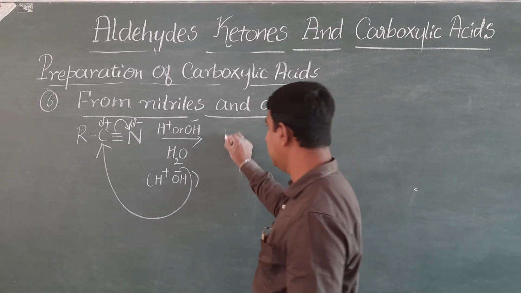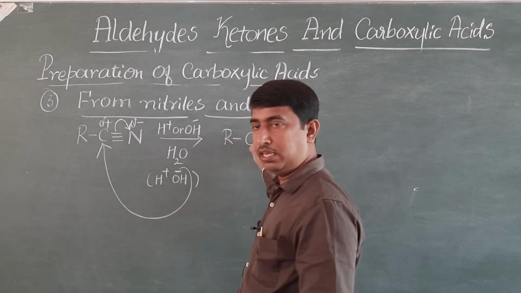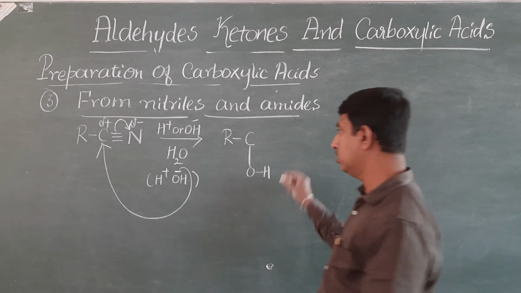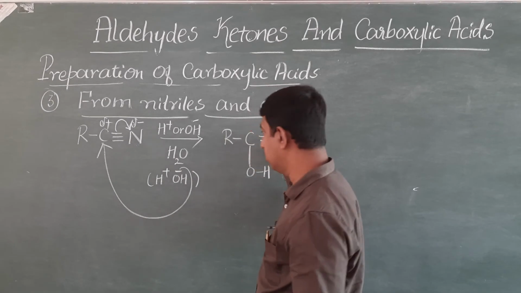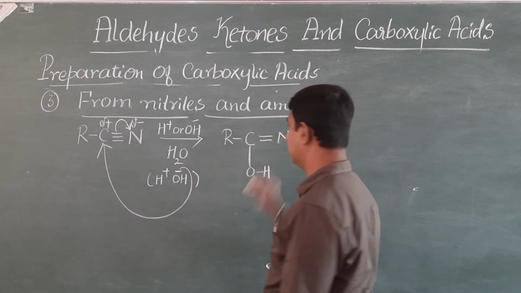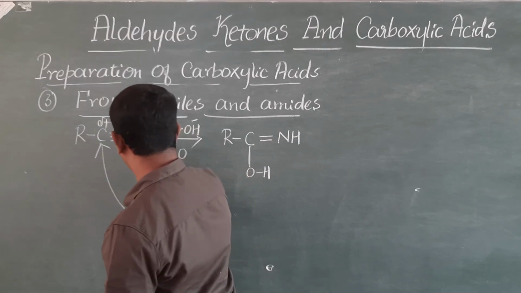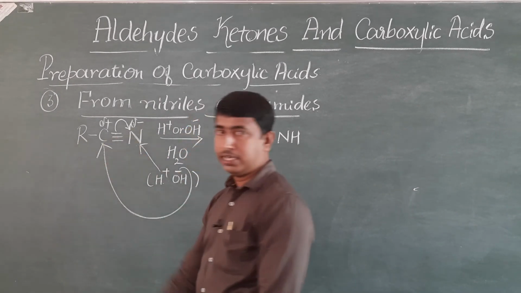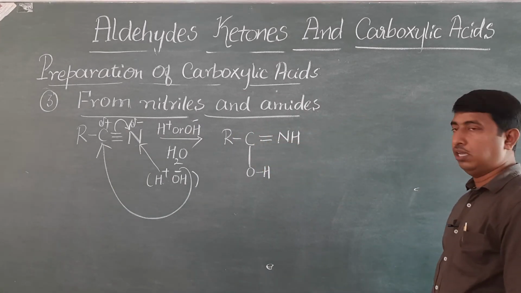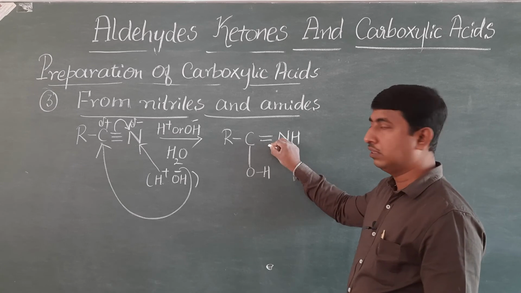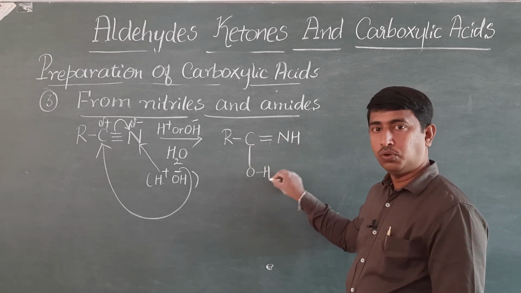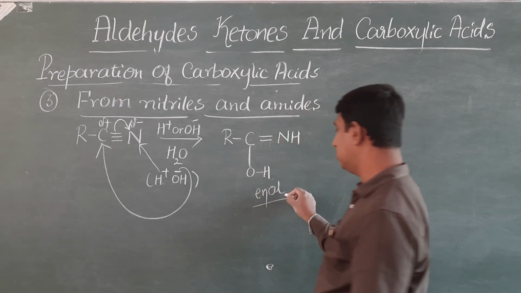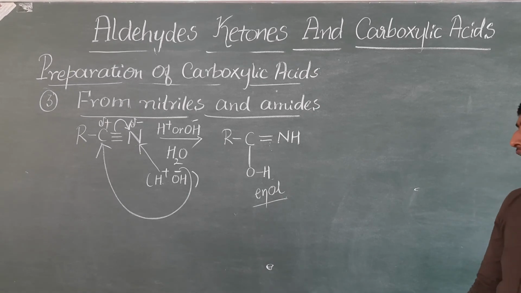Once it attacks the carbon atom, the electrons, which already had partial transfer, will now be completely shifted to nitrogen. As a result, we will get R, C, with OH, the triple bond becomes a double bond, it is NH. So this H will be added. The negative part is added to carbon, the positive part is added to nitrogen, NH. Now this compound contains a double bond and an OH group. OH means alcohol, ol. Double bond means ene. So this is the enolic form.